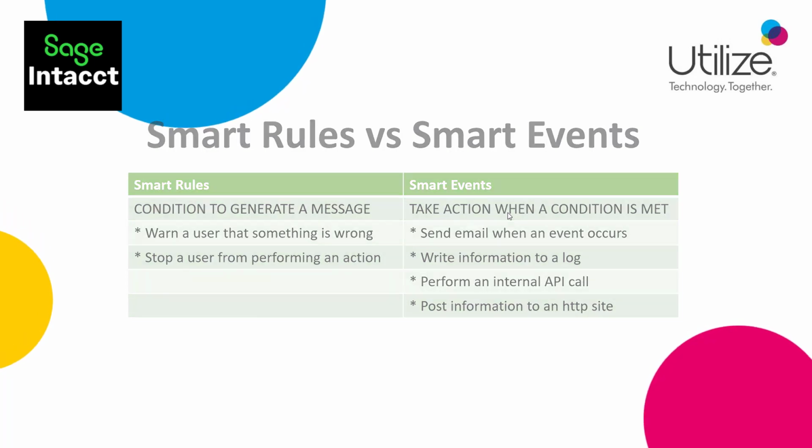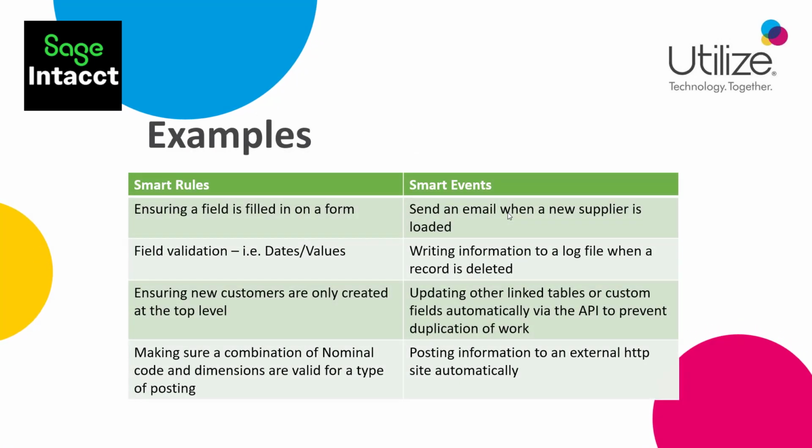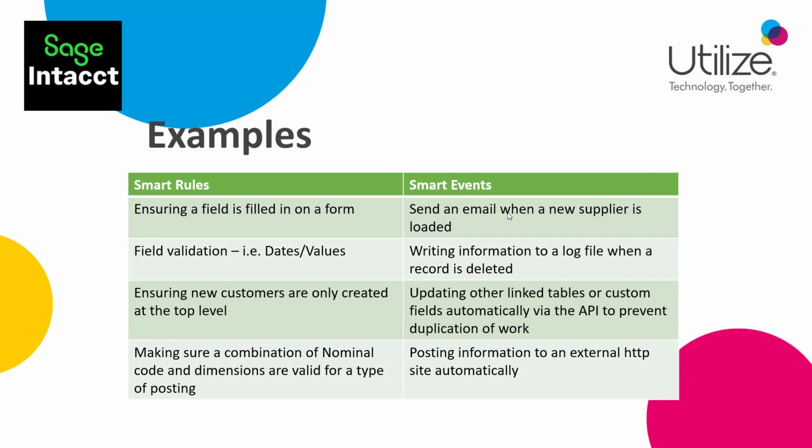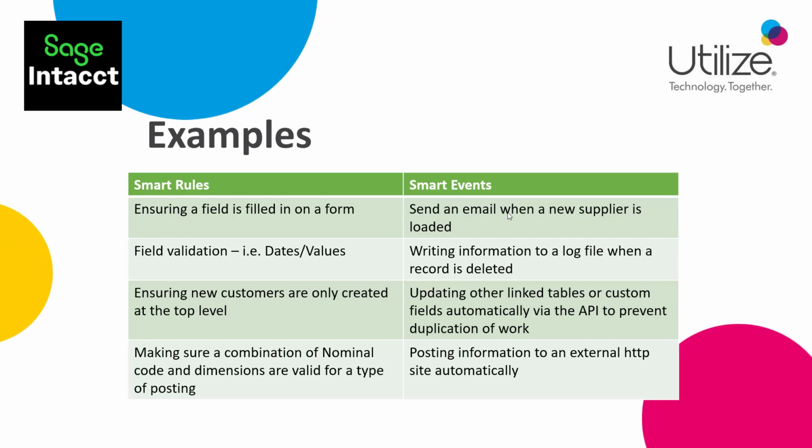Some examples of these are, for a smart rule, ensuring that a field is filled in on a form. So perhaps a form needs to have a field that can't be left blank, or it can't have a full stop in it. So you can put some conditions on that trigger an alert when something's missing. Or for example, it might be a validation, so a date has to be within a certain range. It can't be older than 30 days or more in the future than 30 days.